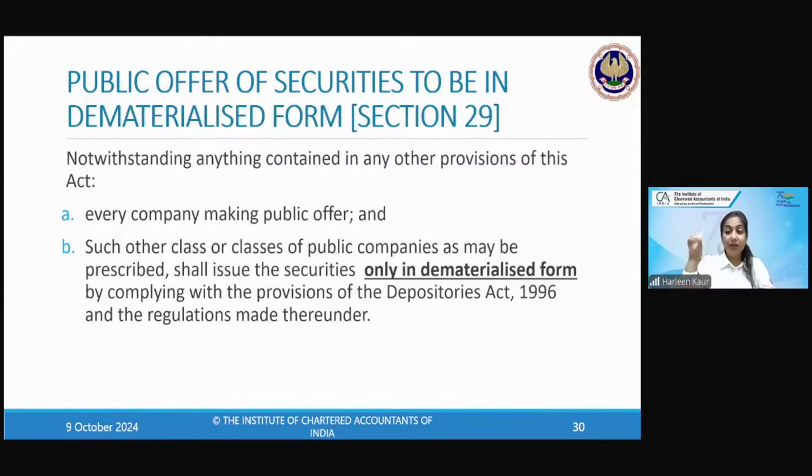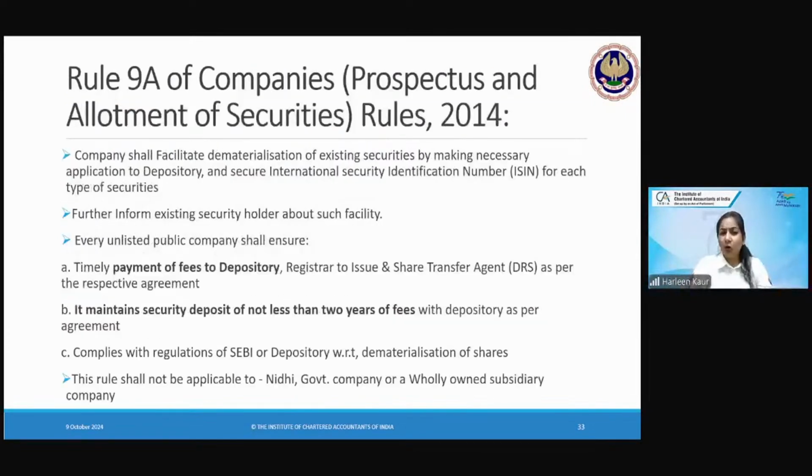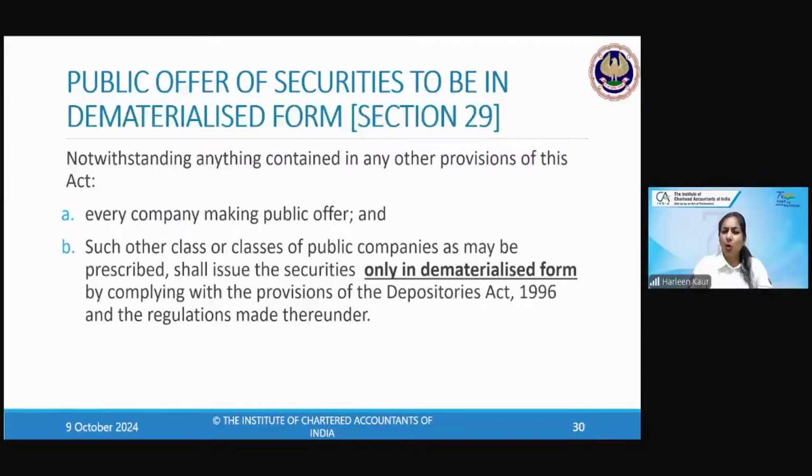We did Section 27, Rule 7. Section 28, Rule 8. Section 29, Rule 9 and Rule 9A are not given in the study material, but I will give you a small reference since it is mentioned over there. So now Section 29 tells you a very simple thing: public offer of securities to be done in dematerialized form.